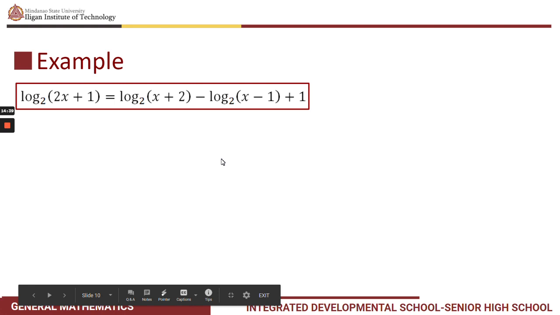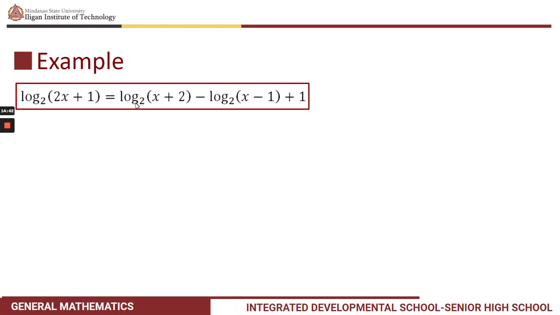We have here log base 2 of 2x plus 1 equal to log base 2 of x plus 2 minus log base 2 of x minus 1 plus 1. So first step again, we isolate all the logarithmic terms. So siguro lagay natin siya sa left hand side ng equation. If we transfer these two logarithmic terms to the left-hand side of our equation, the signs will be changed. This one will become negative, this one will become positive. Okay, we have that. We isolated all the logarithmic terms now.